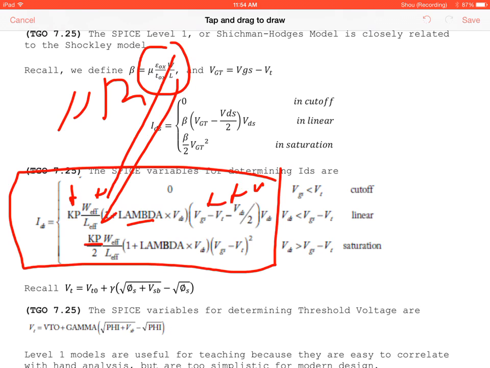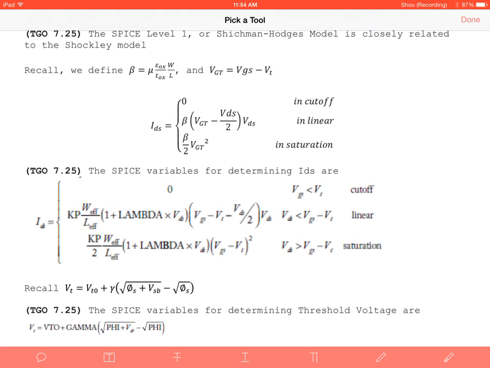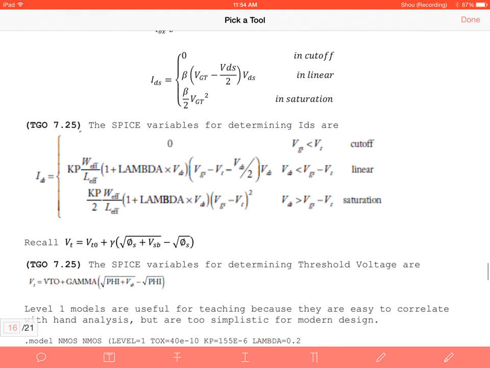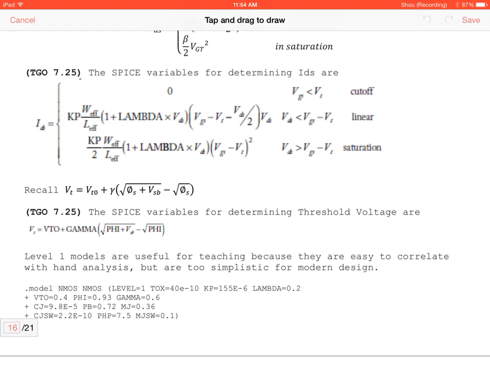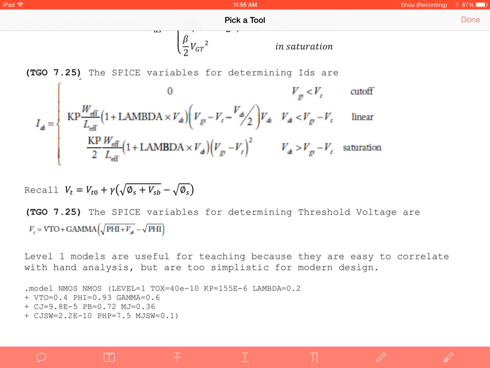W effective, L effective. KP is your mu times your oxide thickness times your oxide permittivity. So all those values are calculated in this level 1 to be able to correlate to the Shockley model. And also from our body effect, initial threshold voltage, you have gamma, phi, VSB, and then your phi again. So that's the TGO there. That should be 26 and 27. I'll fix all of these.